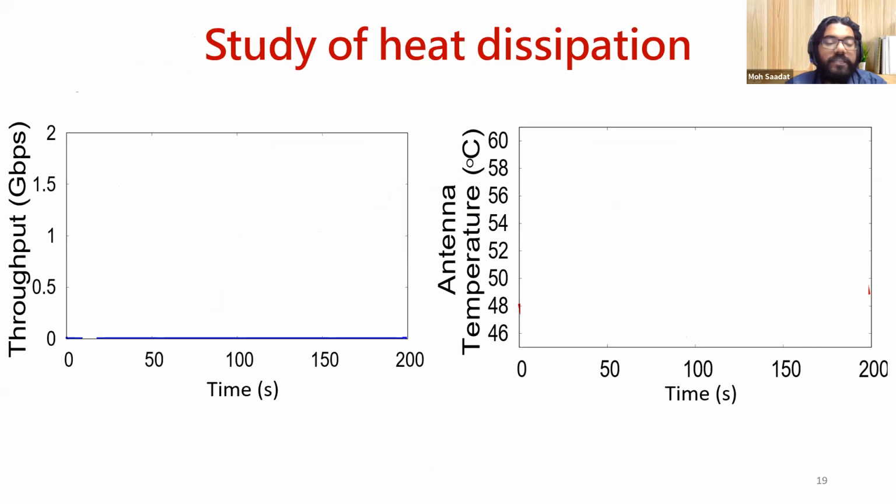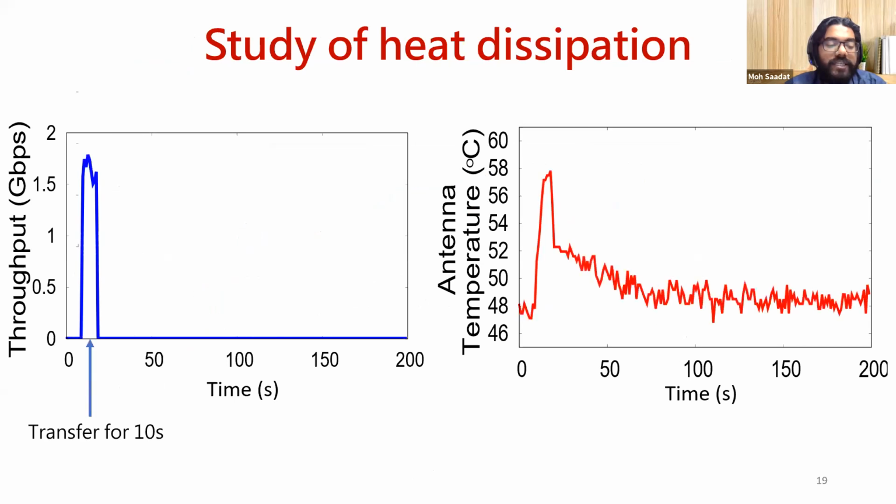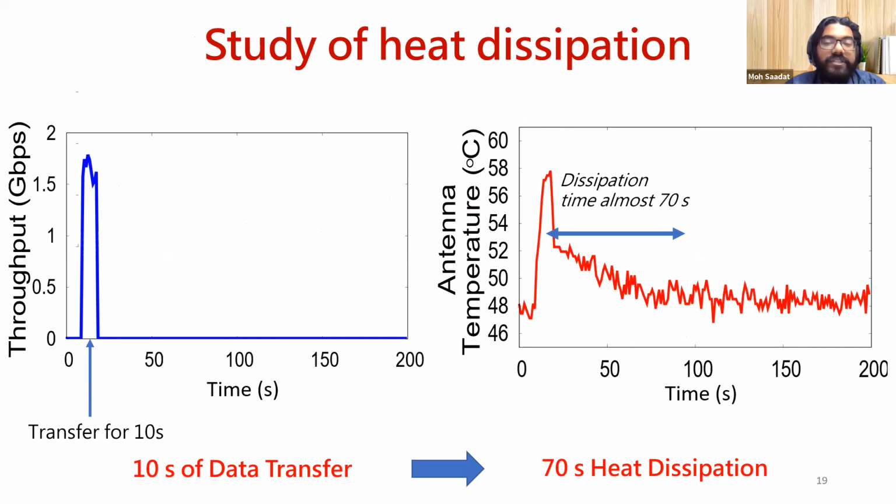In order to study the dissipation of the stored heat, we carried out several trials with fixed periods of transmission and then allowed the device to cool down. We show here one such 10-second transmission trial. It is seen that while temperature increases rapidly with the beginning of transfer, it does not fall back immediately. Rather, heat in the antenna chip acts as charge in a capacitor. Moreover, our studies indicate that both the rising profile and the falling profile of the temperature can be modeled as separate exponentials, as an exponential rise and an exponential decay.